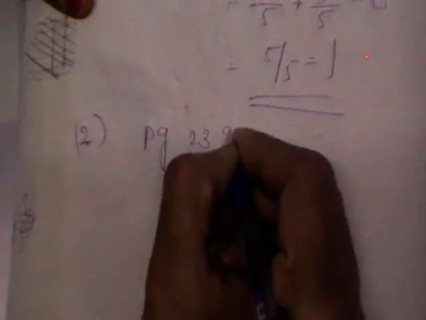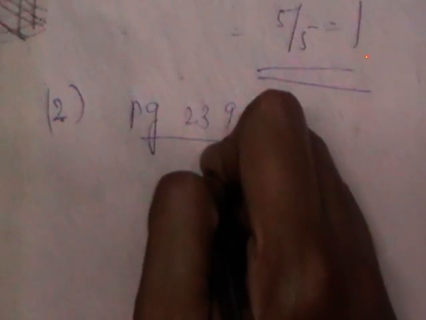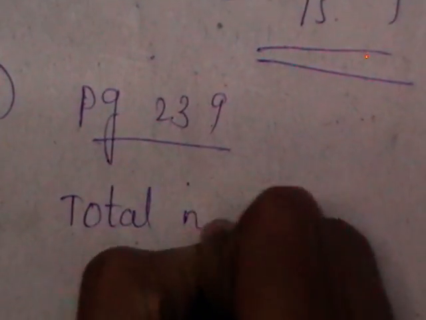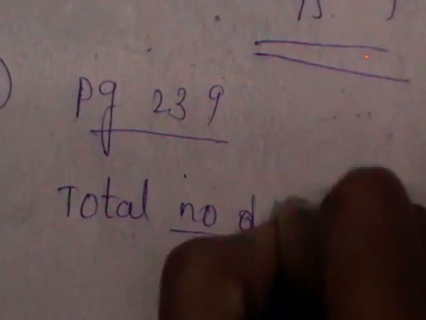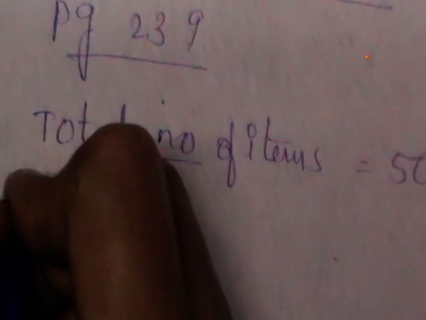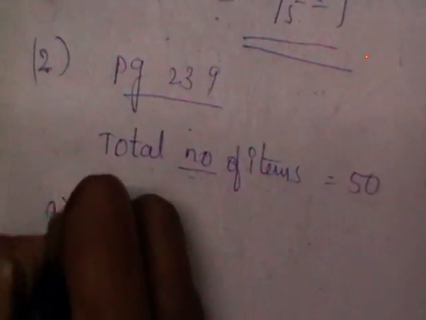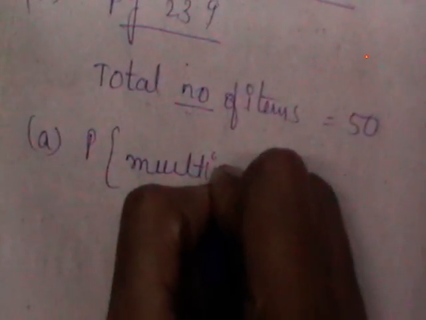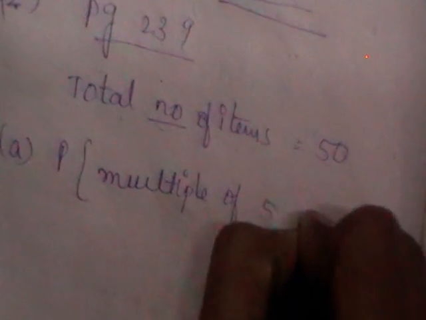Similarly, we have another problem. Let us discuss that also. One ticket, on the same page number 239. One ticket is drawn from a big basket containing 50 tickets numbered from 1 to 50. What is the total number of tickets here? Always try to identify the total number of items or tickets. Here we have a total of 50. Now, what is the first question here? Find the probability that when one ticket is chosen, it is a multiple of 5 or 7.